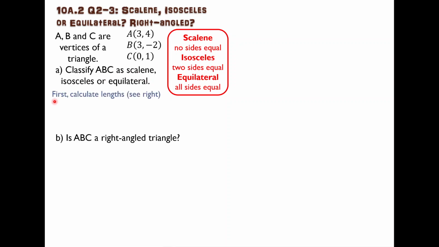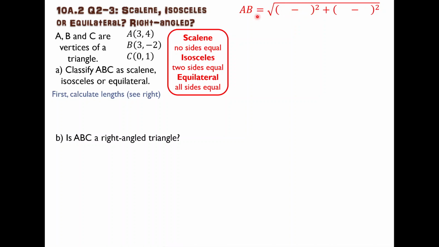So let's calculate the lengths of each side. One side goes from A to B. A and B are points, so we can figure out the distance between these points. That's how long this side of the triangle is. So for the side that connects point A to point B, we can use the distance formula. If you haven't seen the distance formula or you're not super confident in it, go back to my distance formula video because I'm going to assume that you know that for this video.